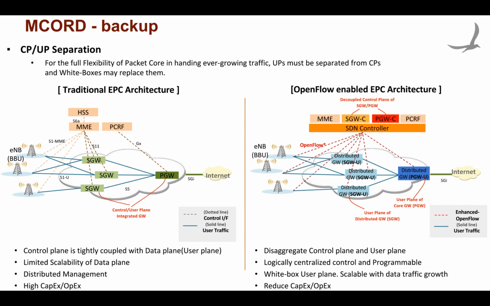And this is the desired architecture of control and data function decoupled packet core. As you can see from the picture on the right-hand side, this is the final architectural destination we want to go. Every mobile operator wants to go this way, and we need more study on this architecture.